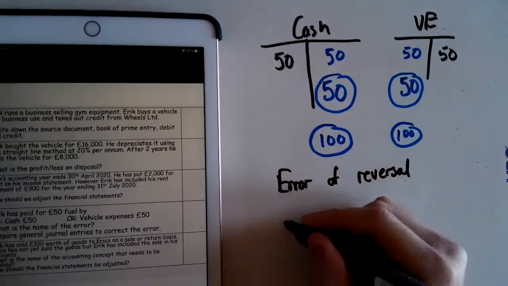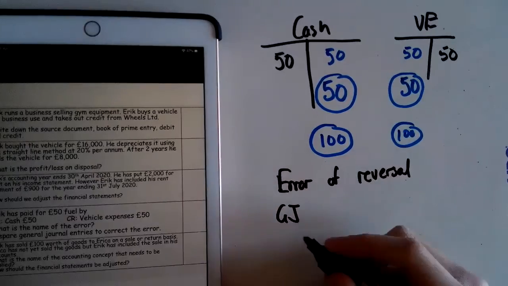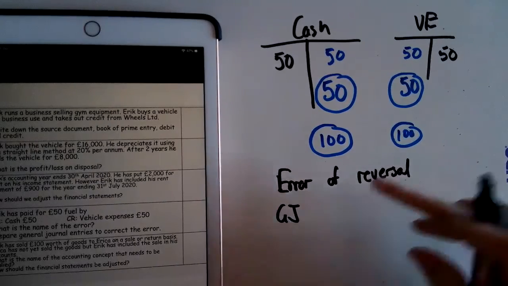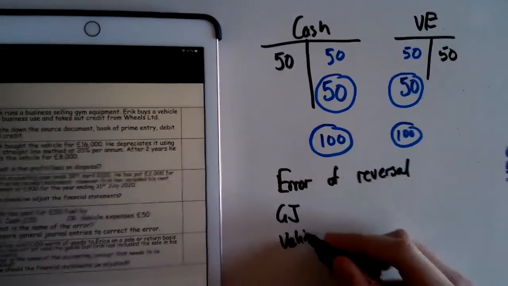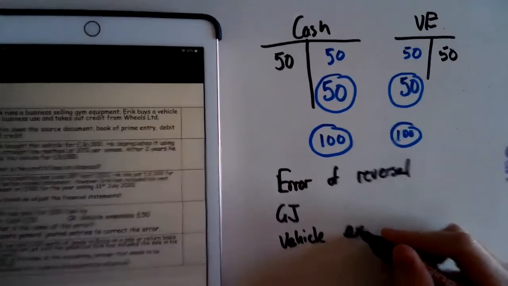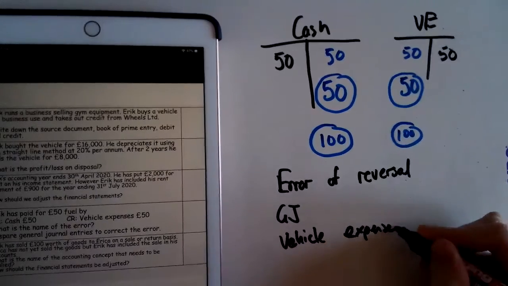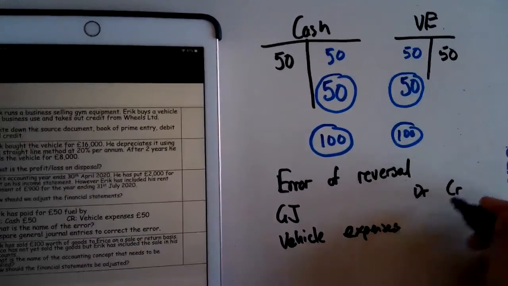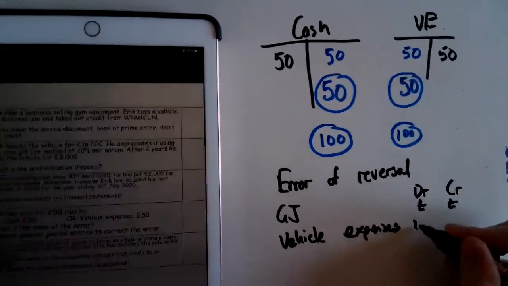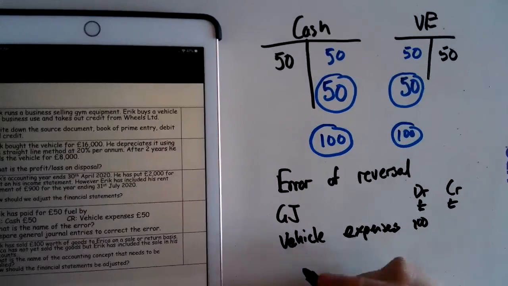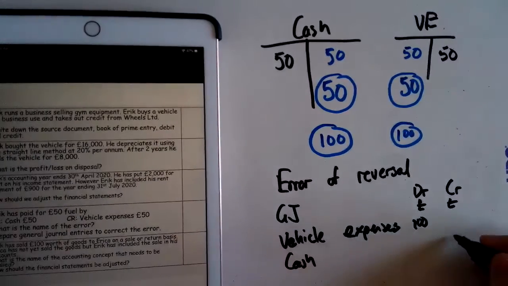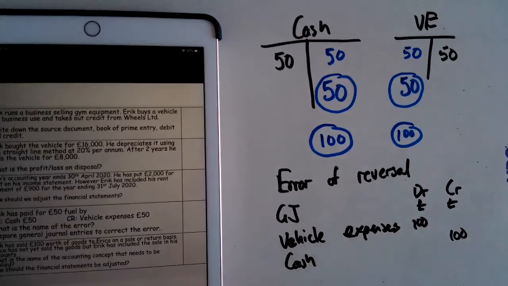And my general journal entry would start on the debit, so it'd be vehicle expenses. So there's my debit, 100, and then it would be cash, credit, 100. Then if you had to write a note, you would just say correction of error, reversal.